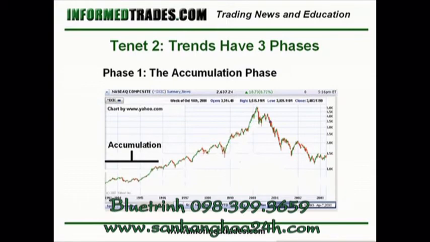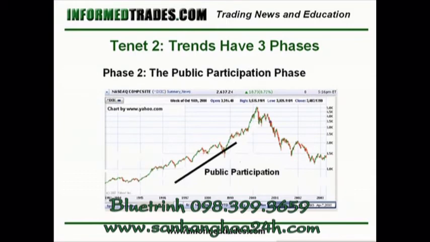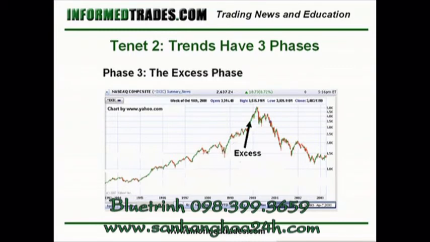And then the next phase being the public participation phase, where the public at large catches on to what the experts, so to speak, know, and begin trading in the same direction. A lot of times you see a pretty rapid price increase during this time. And then the last phase being the excess phase, and this is where rampant speculation catches on, and basically the smart money people, so to speak, start exiting their trades before the eventual reversal of the trend. You can see that there, and it's a good example of the NASDAQ at the excess phase. If you remember, people at the end of the trend were basically buying just in the hopes of selling to someone else at a higher price.